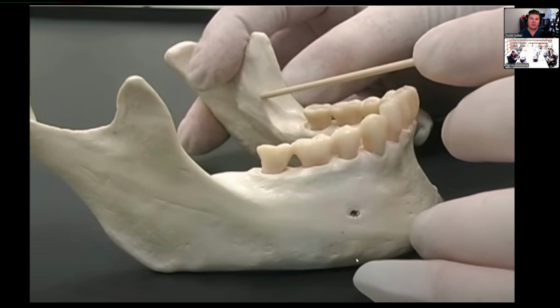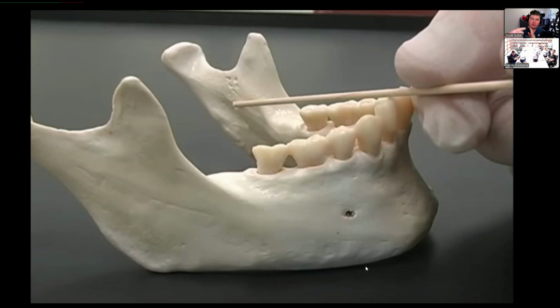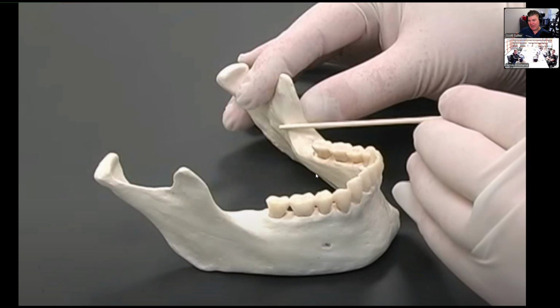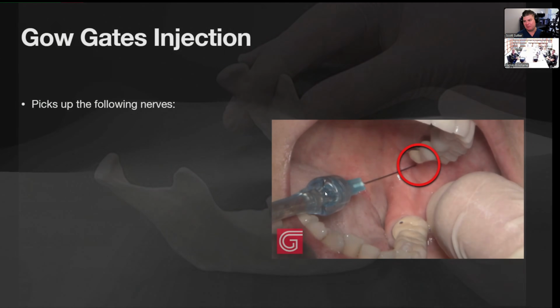And this is such an important injection for all of us because we deal with those hot lower molars all the time. Once you walk it back, you should be able to then feel as you're advancing that it drops down past the bone. Then walk the needle back over to the canine and deposit the rest of it.